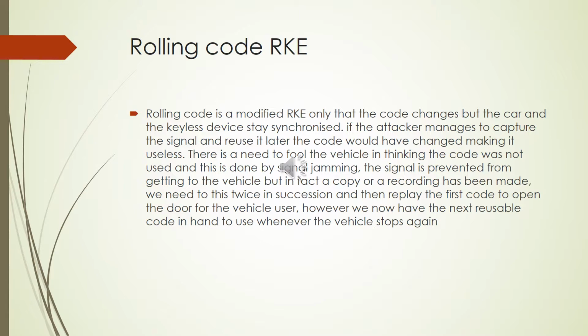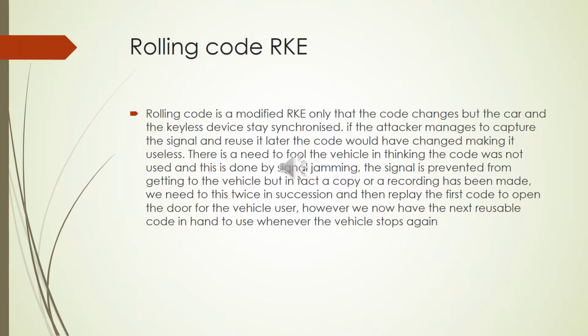As we saw earlier, the remote keyless entry is vulnerable to the signal being copied and reused. One of the solutions was to have a rolling code. The rolling code is a modification of the RKE, where the code changes, but the car and the keyless device stay synchronized. If the attacker manages to capture the signal and reuse it later, the code would have changed, making it useless.